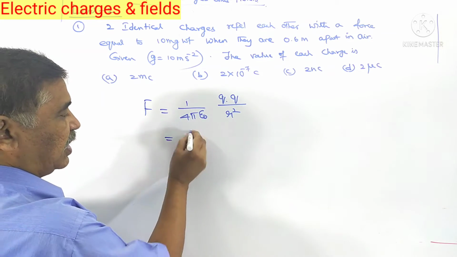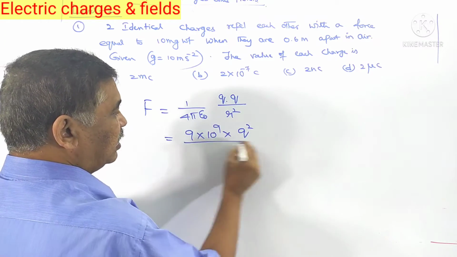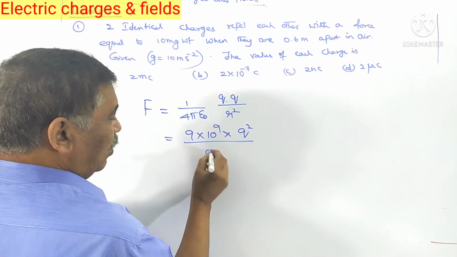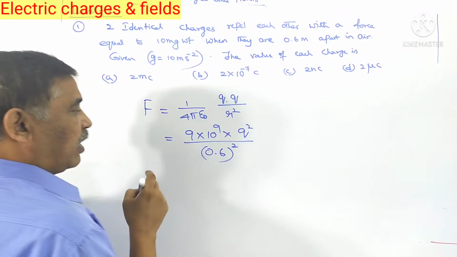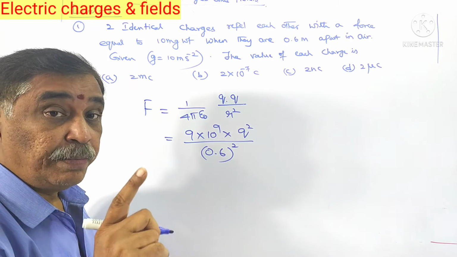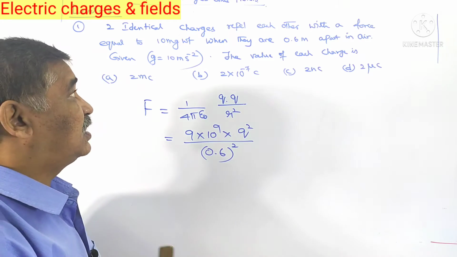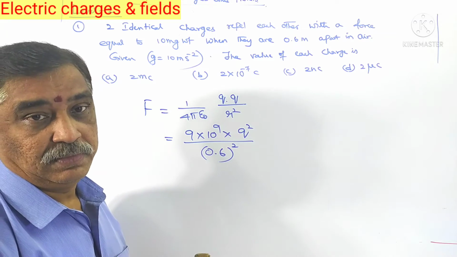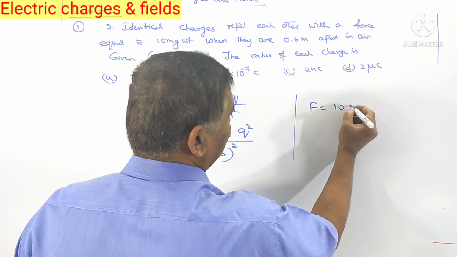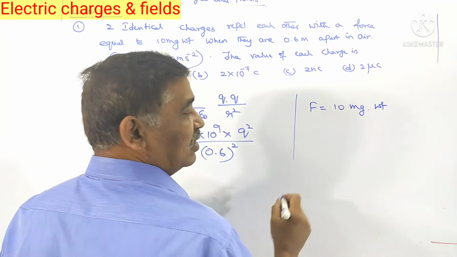1 by 4 pi epsilon naught is 9 into 10 power 9. Q into Q is Q square divided by R square. R is given as 0.6 meter, so 0.6 meter square. F is given in the form of milligram weight, so we have to find out the force exerted by 10 milligram weight. This we will do outside. F is equal to 10 milligram weight.